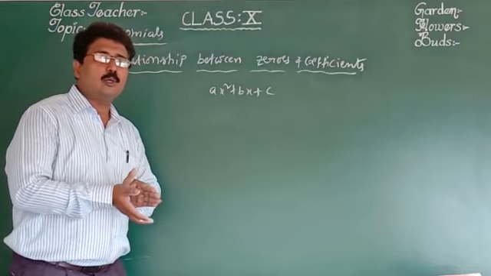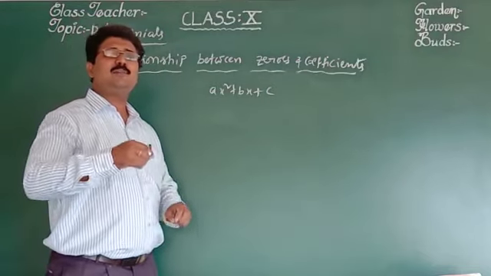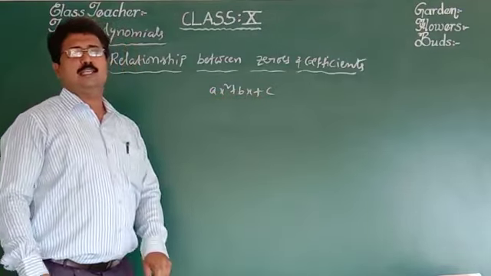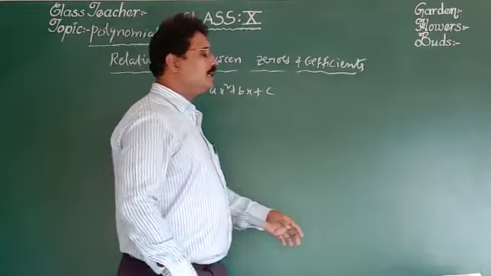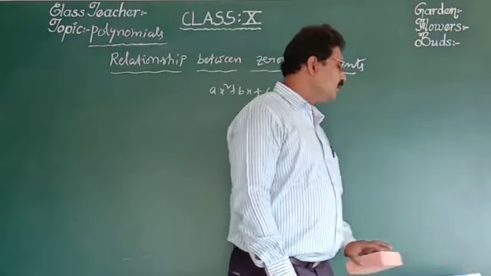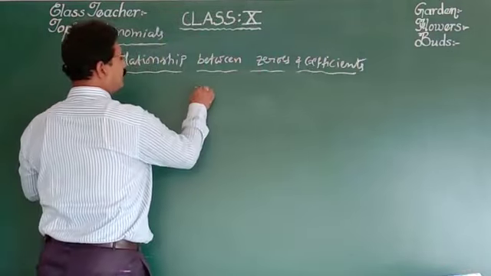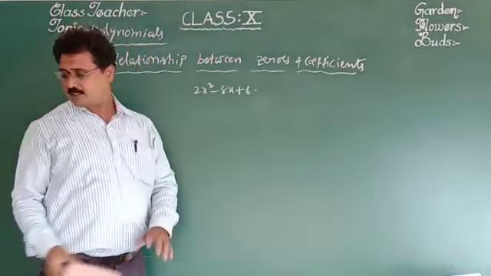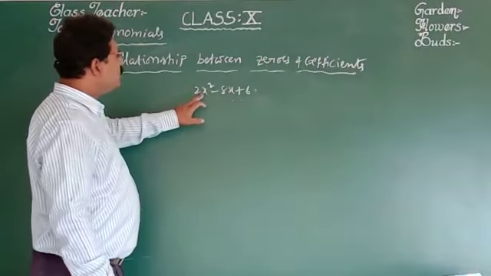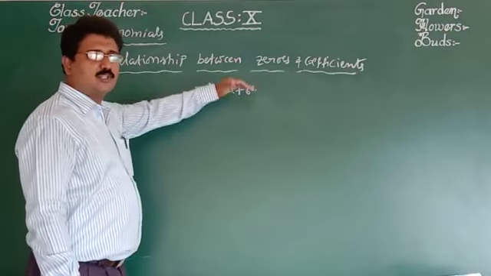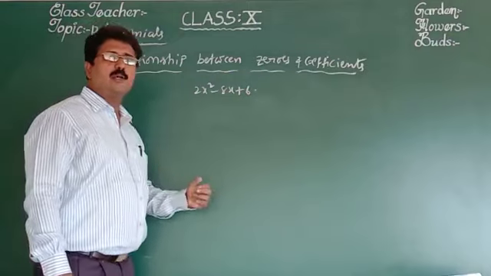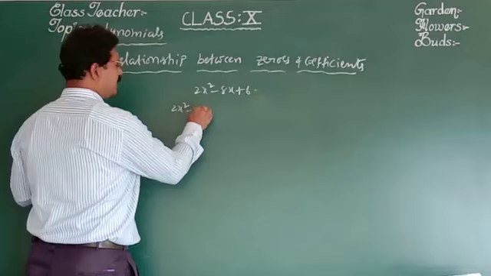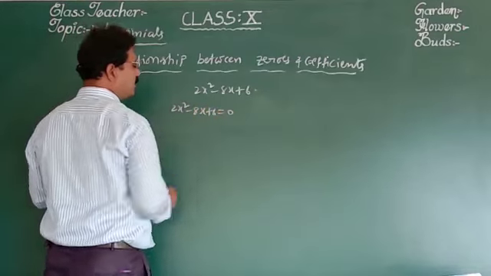After getting those 2 zeros, there is a relationship between the zeros and the coefficients a, b and c. That we have to discuss. Now see, for example, the problem 2x square minus 8x plus 6. In this 2x square minus 8x plus 6, first you solve the problem. How to solve the problem? Equate it to 0. Now let 2x square minus 8x plus 6 be equal to 0.